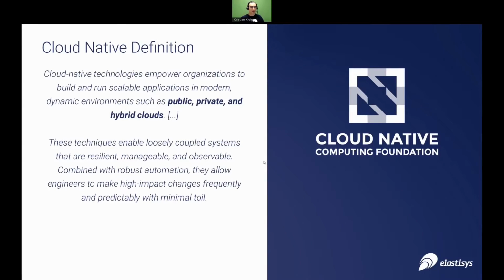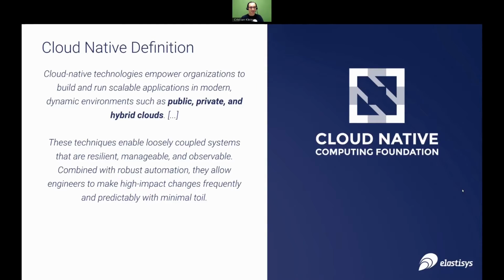let us reiterate the cloud native definition. So let me read it aloud. Cloud native technologies empower organizations to build and run scalable applications in modern dynamic environments, such as public, private, and hybrid cloud. These technologies enable loosely coupled systems that are resilient, manageable, and observable. Combined with robust automation, they allow engineers to make high-impact changes frequently and predictably with minimum toil.